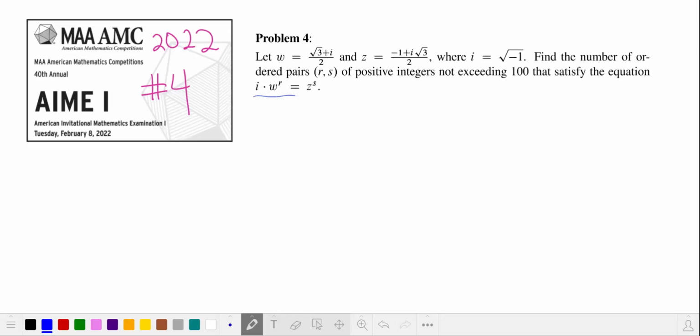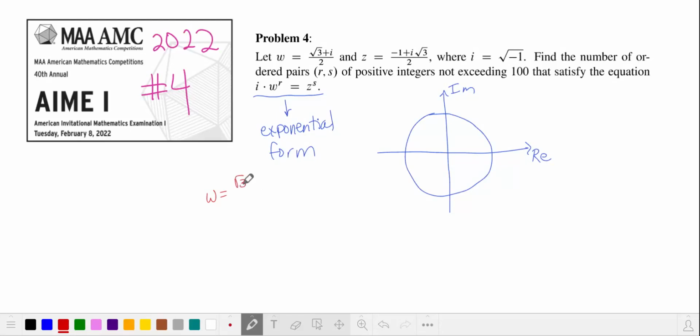Since we're taking these complex numbers to powers, we're going to rewrite them in exponential form. Here's our unit circle in the complex plane. W is root 3 over 2 plus 1/2 I. That's going to put W over here where theta is pi over 6.